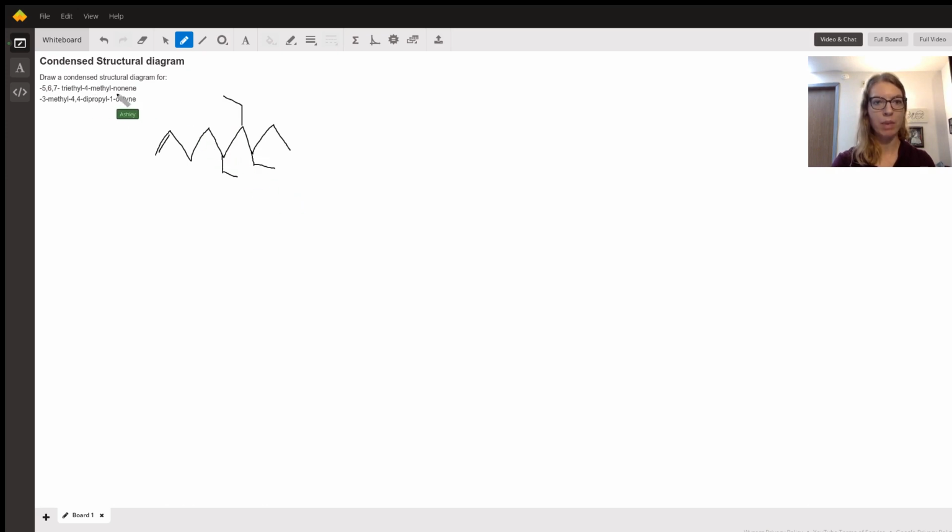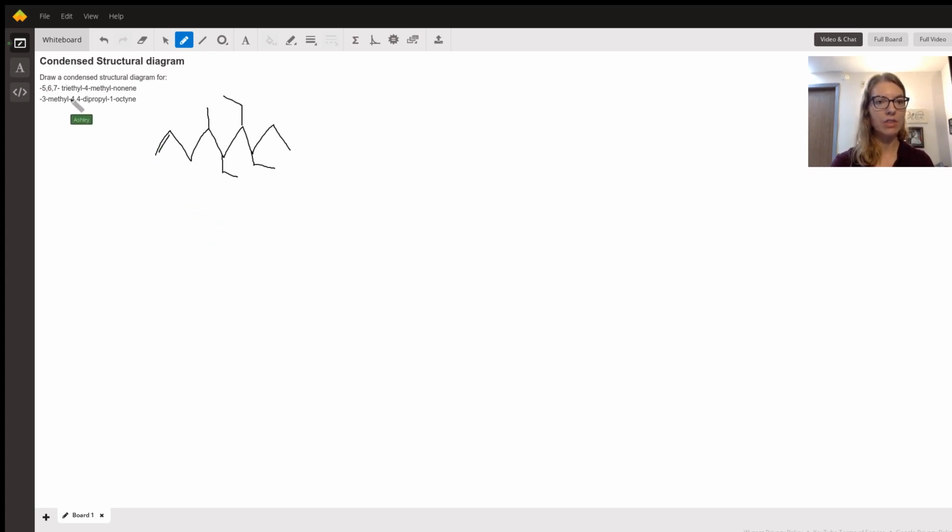We have the 4-methyl part left. So 1, 2, 3, 4. And methyl is just a 1-carbon group, like that. Okay, so that's the first structure. That's 5,6,7-triethyl-4-methylnonene.